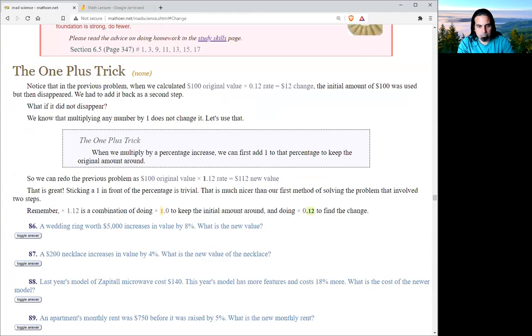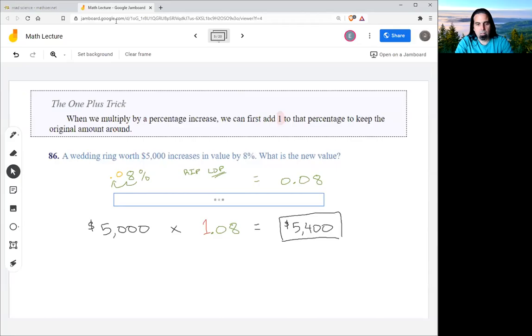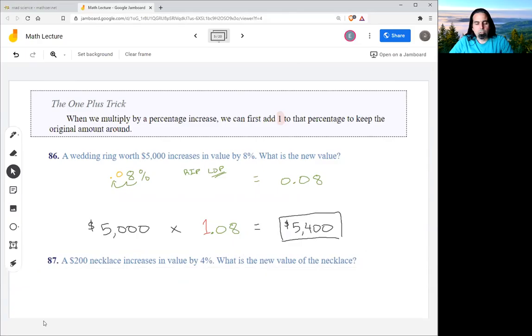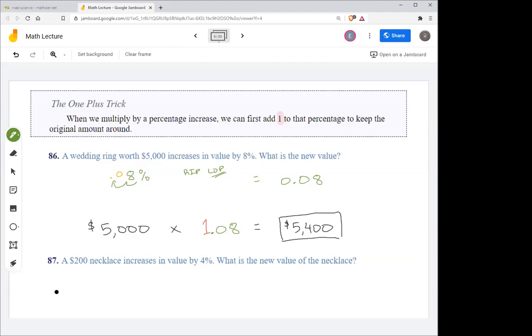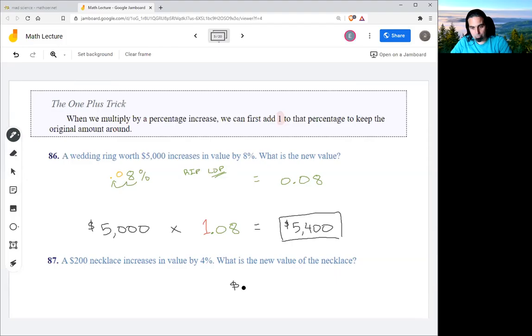Okay, let's do another one. A $200 necklace increases in value by 4%. What's the new value of the necklace? Somebody tell me where to start. I'll do it. You can just go ahead and put down the $200 necklace for the value.